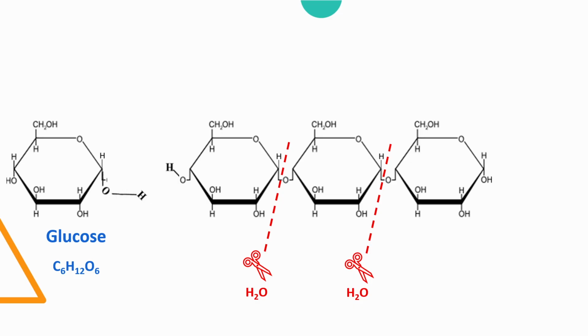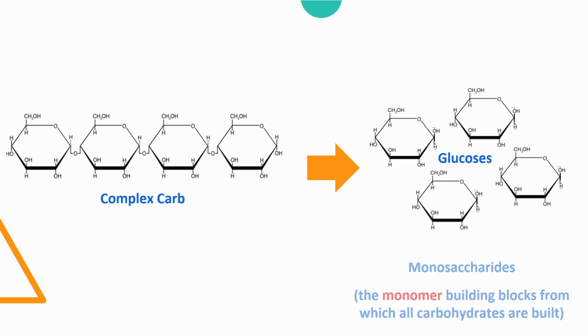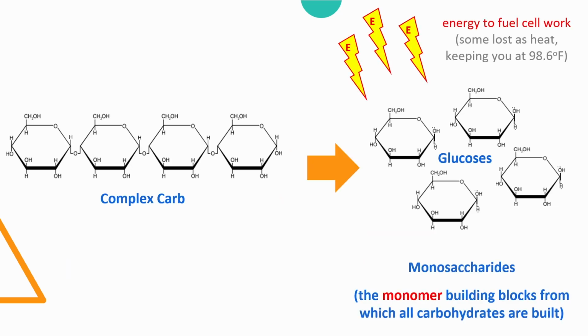Let's introduce some jargon to describe this reaction. We started with a complex carb and ended with smaller, less complex individual glucoses. Thus, complexity was reduced. This is called catabolism. Energy was net released during this process, which we call an exergonic reaction. Some of this energy is capturable, and the cell uses it to fuel work. But some of the energy is lost as heat, keeping you a toasty 98.6 degrees Fahrenheit.